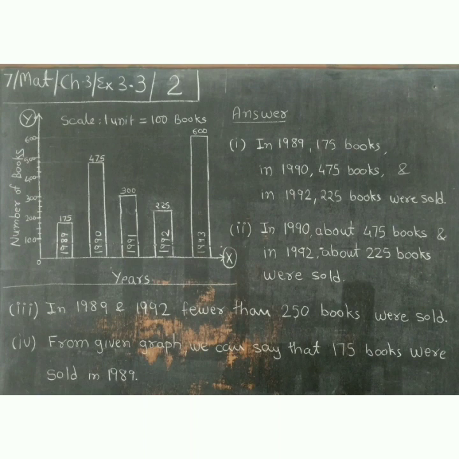Now check from the graph. In 1989, 175 books were sold, and in 1992, 225 books were sold. It means both are less than 250 books.